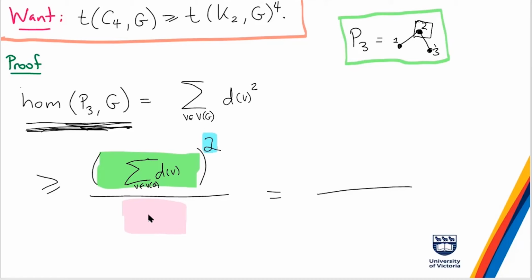And then the denominator is the number of terms in the sum, which is v of G. That's again this convexity thing. And this is just 4 times the number of edges squared because of handshaking. I get 2e(G) inside of the square over v(G). Okay, so I've counted P3s. I don't know why, but I've counted P3s.